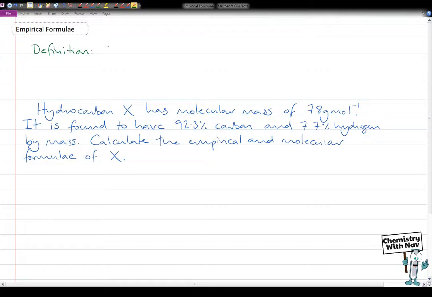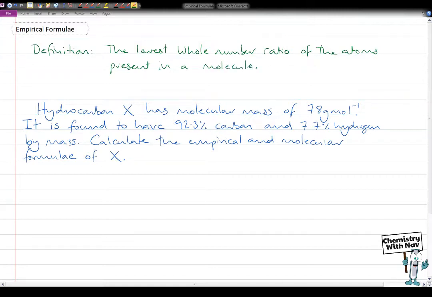First of all, the definition is, for an empirical formula, the lowest whole number ratio of the atoms present in a molecule. Which differs from a molecular formula because the molecular formula tells you the actual number and type of atoms which are present in that molecule.